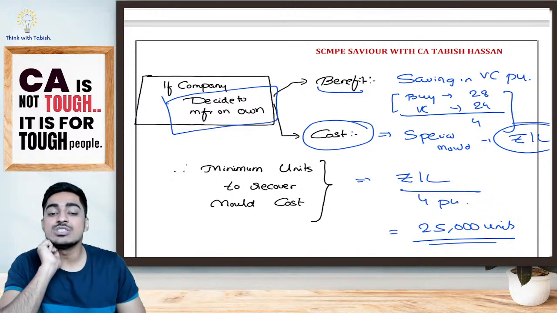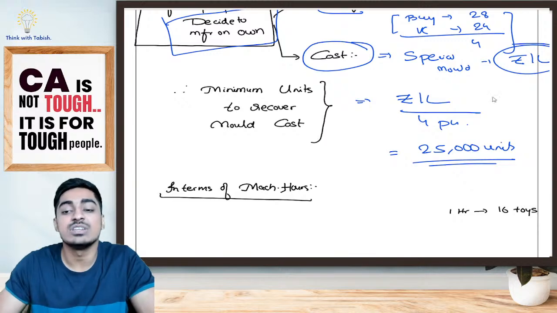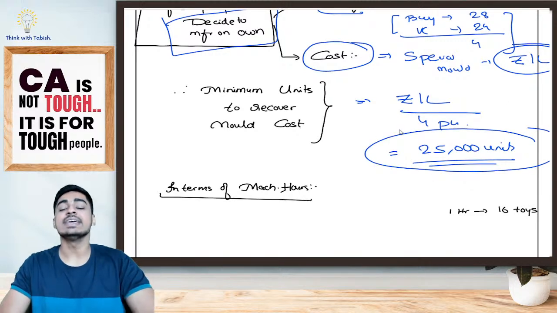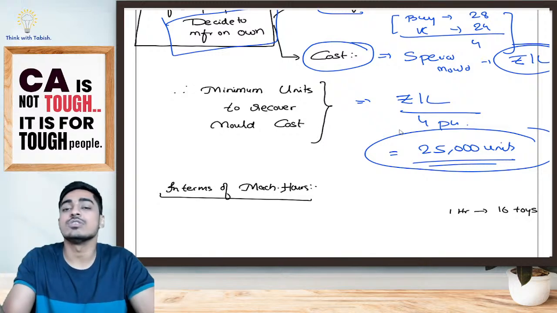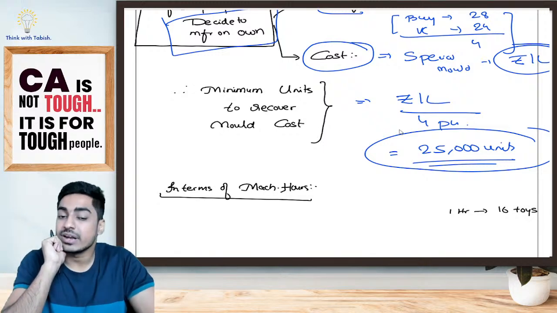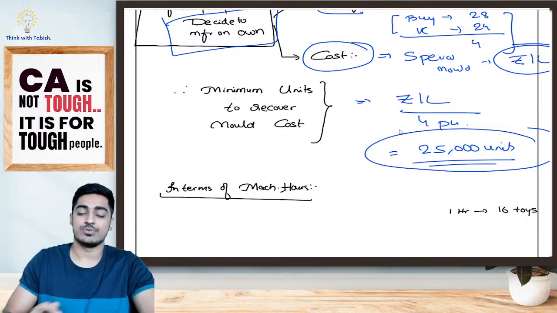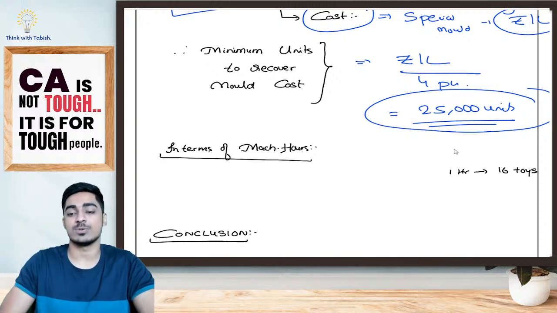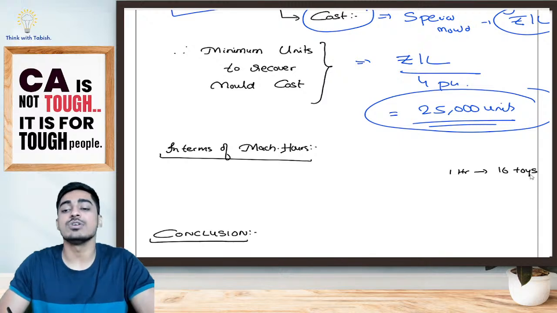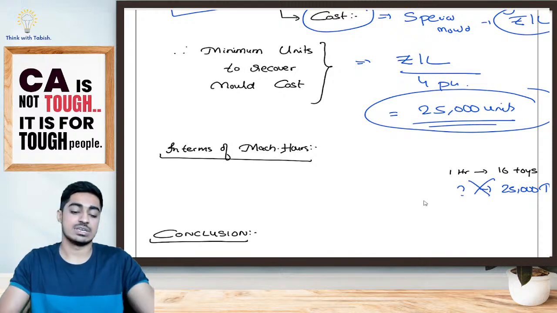So what is the minimum number of units we should produce to recover our fixed cost? At least 25,000 units. If we produce at least 25,000 units, then it makes sense to produce on our own. Otherwise, give it off to the subcontractor. What is the question asking? How much machine hours is required? In terms of units we don't want, in terms of machine hours we want. In 1 hour we can produce 16 toys. So for 25,000 toys, how much machine hours is required, students?